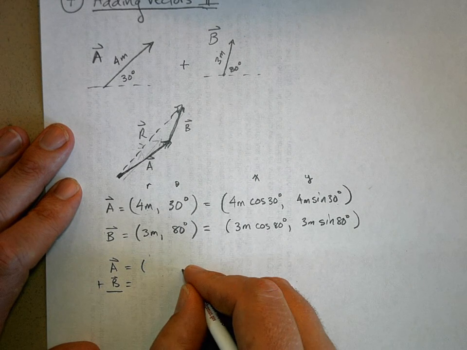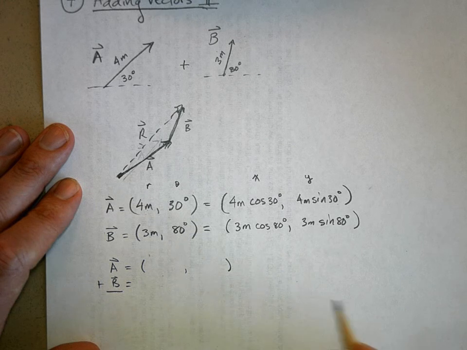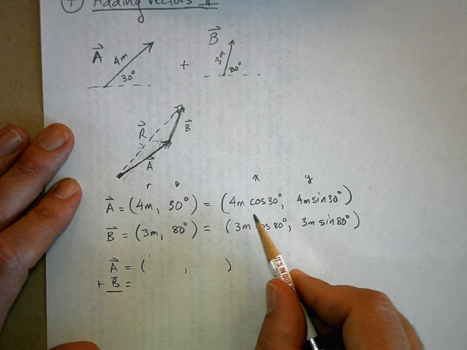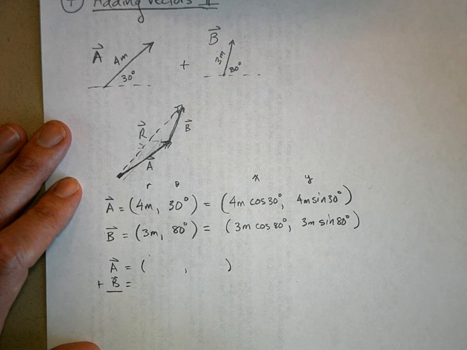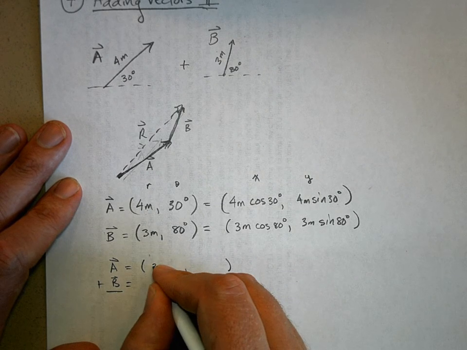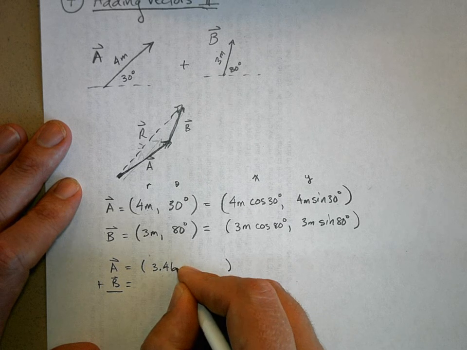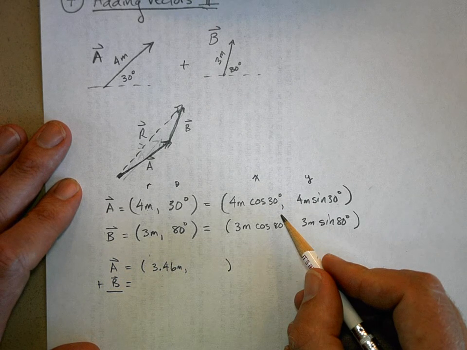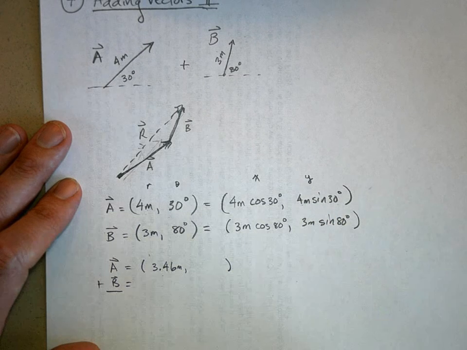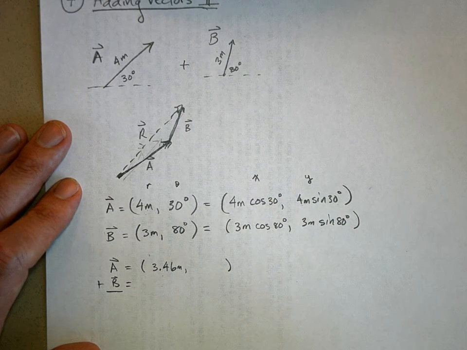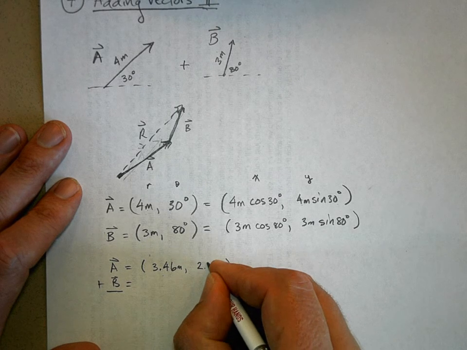if somebody with a calculator can tell me what 4 meters times the cosine of 30 degrees is. Anybody do that real quick? Please hurry. 3.5. What is it? 3.46 meters. That looks reasonable. Now, I don't need a calculator for this. 4 meters times the sine of 30 degrees. That's 1/2 of 4, so it's 2 meters. I'll put 2.0 meters like that.